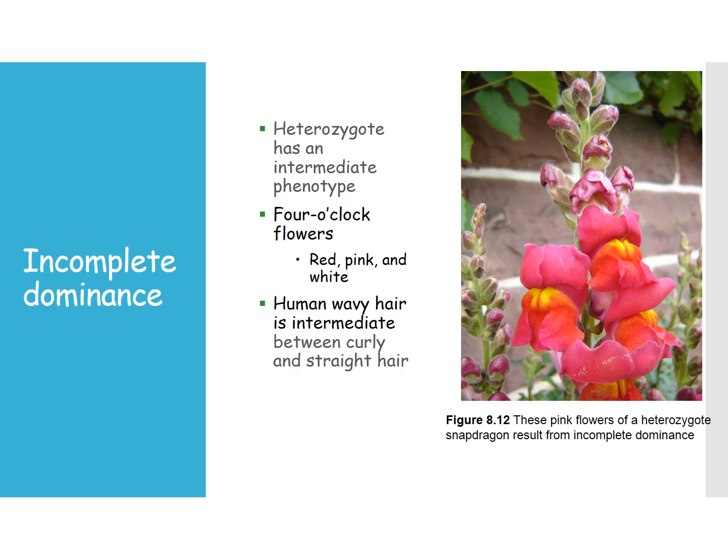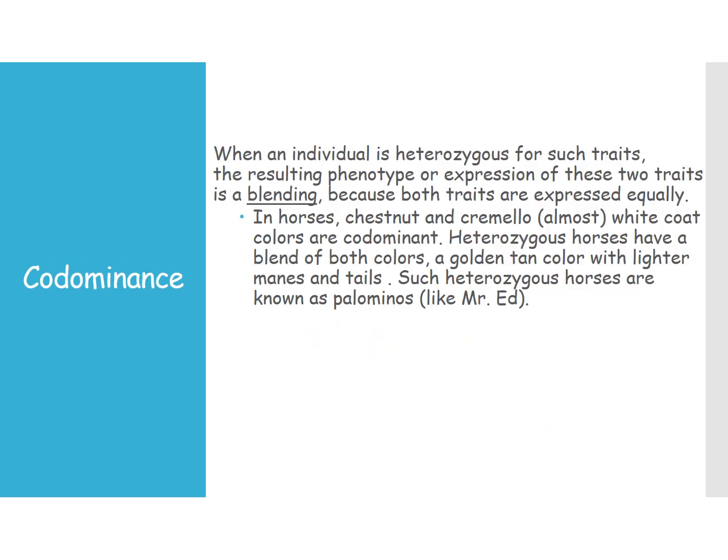Another example of incomplete dominance is in human individuals that have wavy hair. Wavy hair is an intermediate between having curly hair or straight hair. So it's not an actual blending, but it's a separate or intermediate product.